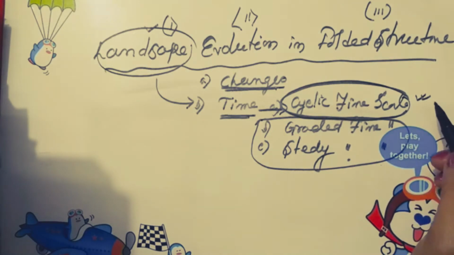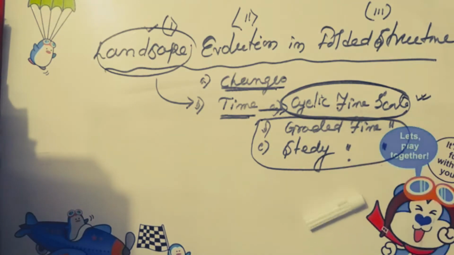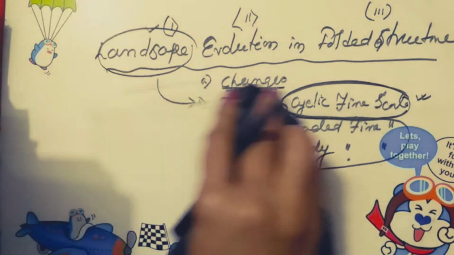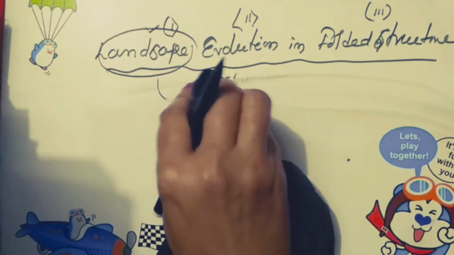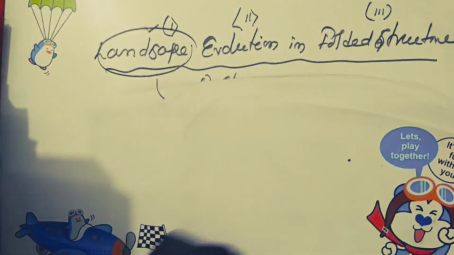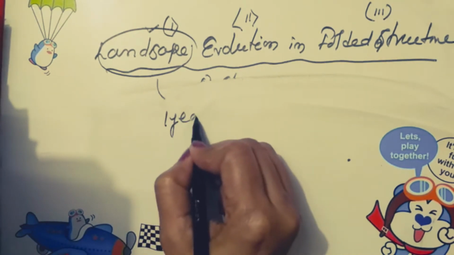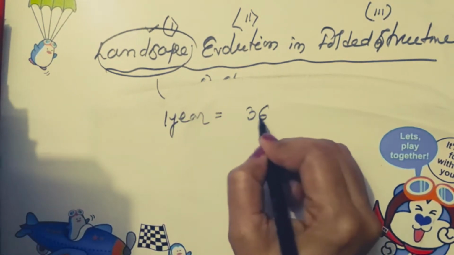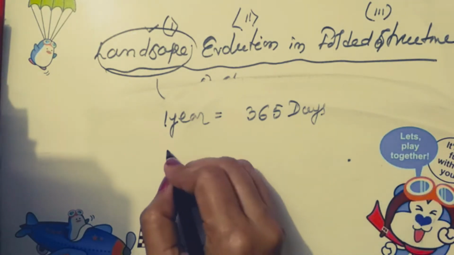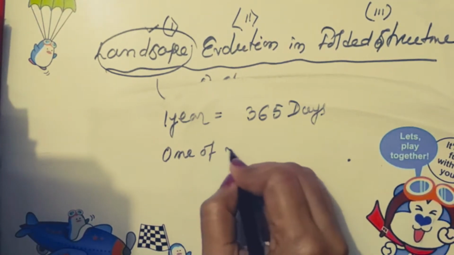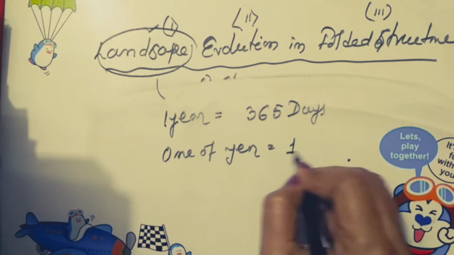What is cyclic time scale? Normally we count a year within the 365 days. If I want to define 1 year, 1 year is equal to 365 days. Okay, it's a very common thing, but 1 unit of year is equal to 1 day.